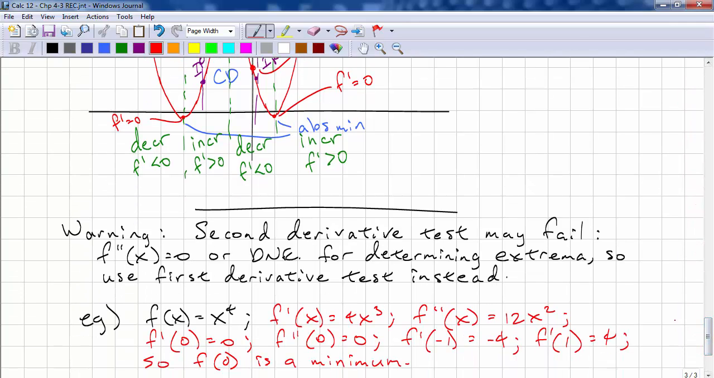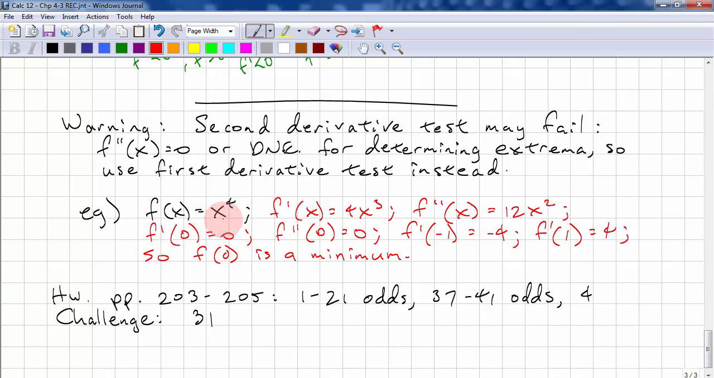Okay, so the second derivative test may fail when the second derivative equals 0 or does not exist. So for determining extrema, fall back on using the first derivative test, which is theorem 4. And here's an example where it fails. If we have x to the power of 4, the first derivative is 4x cubed, the second derivative is 12x squared. Both derivatives are 0, so we have to check the first derivative on one side, check the first derivative on the other side.